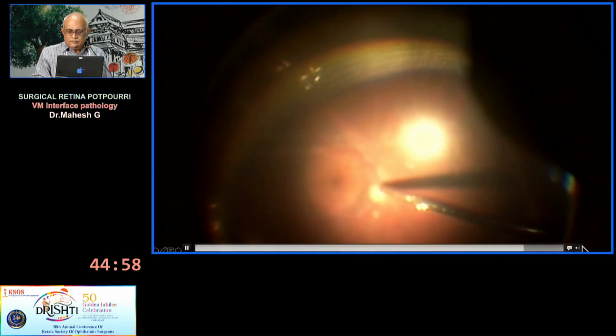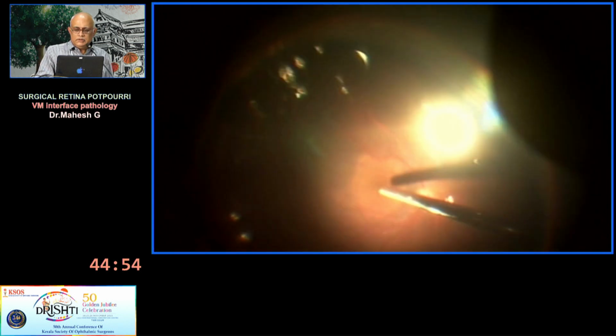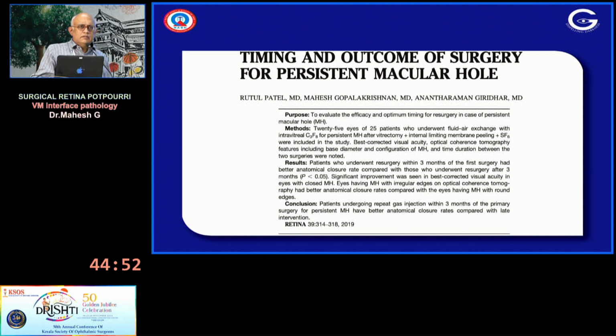So after that, fluid air exchange followed by prone position. So this is a standard step. There are different studies published by us, timing and outcome of surgery. So if the hole is not closing, if you do early resurgery, many of them close.